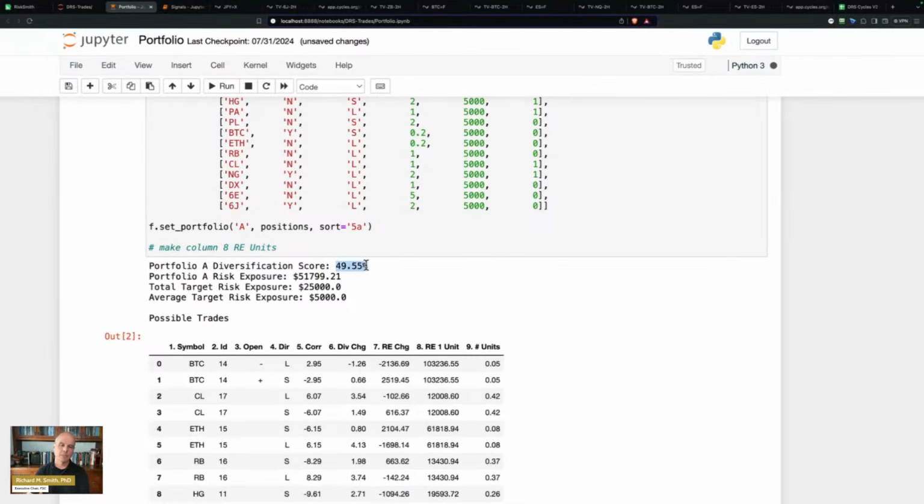So the portfolio exposure diversification went down from 60 down to 50 because it's a lot more data, a longer time frame, it's daily data. But the exposure went from $11,000 to $52,000. Okay, if I'm going to hold this for 10 days, I've got $52,000 worth of exposure instead of $11,000.